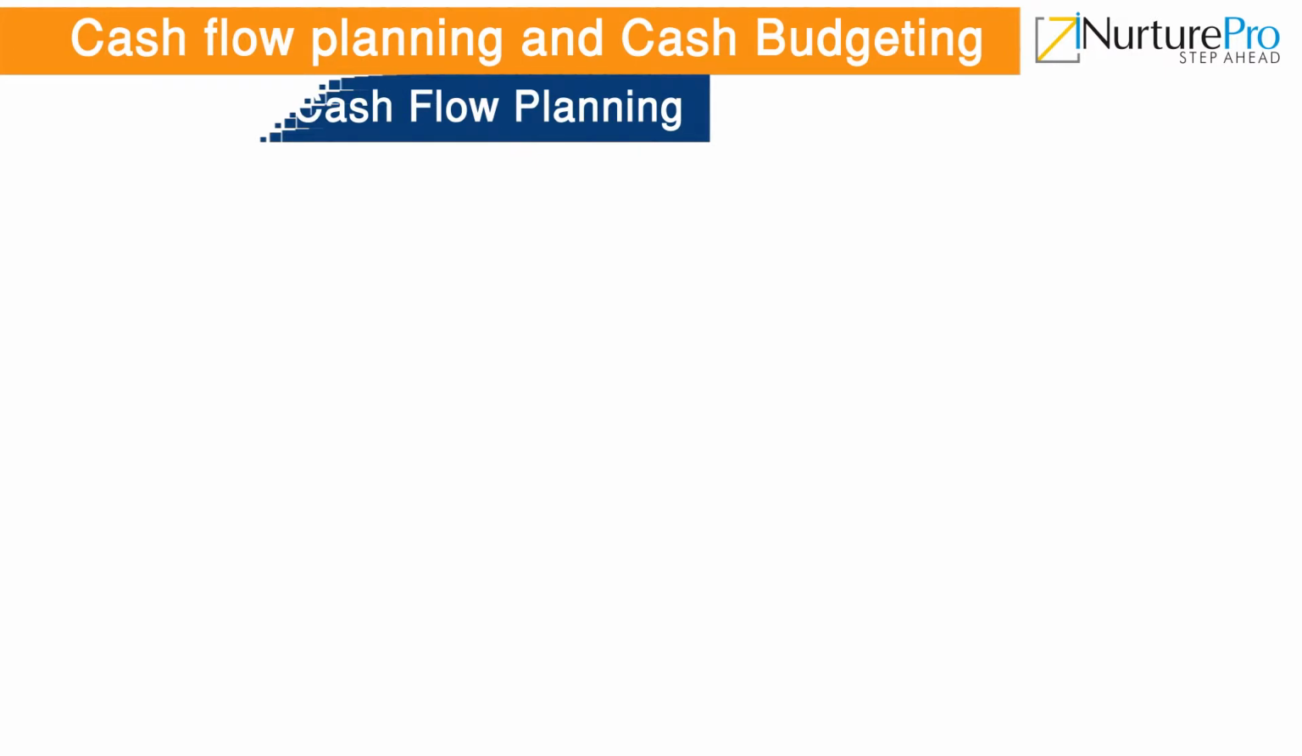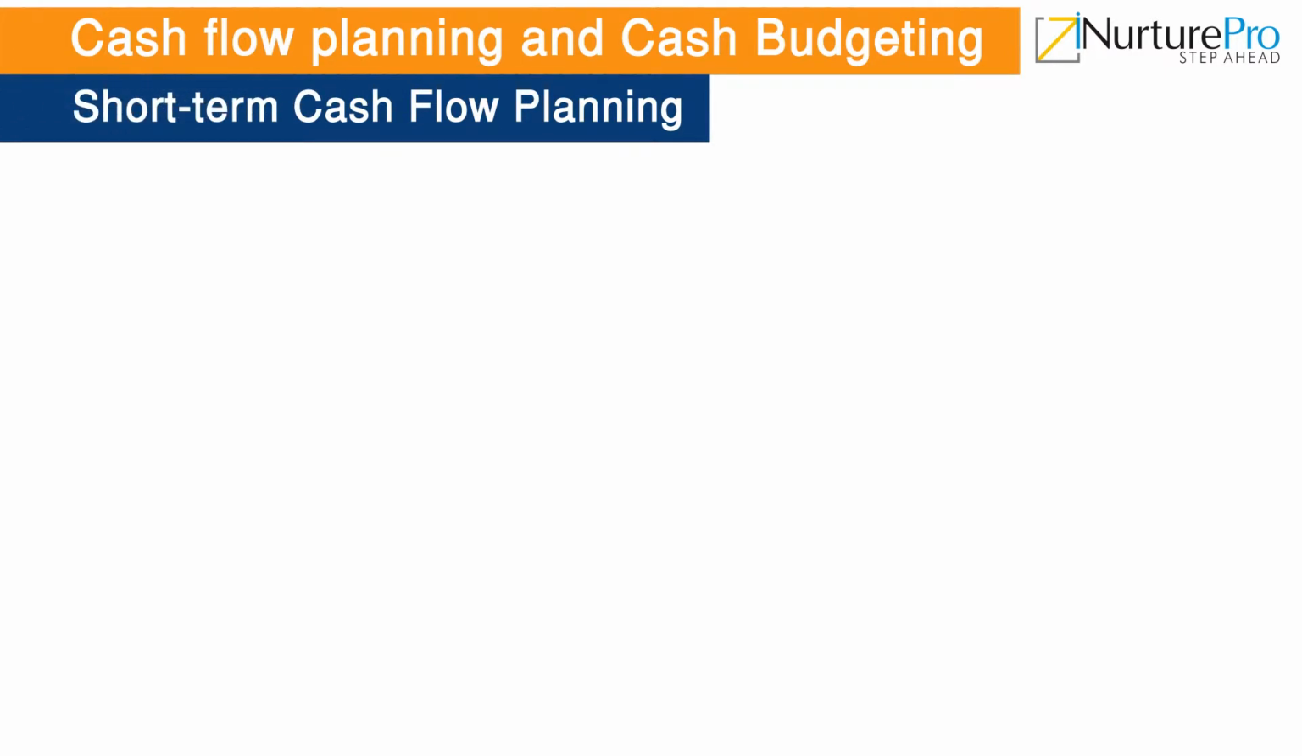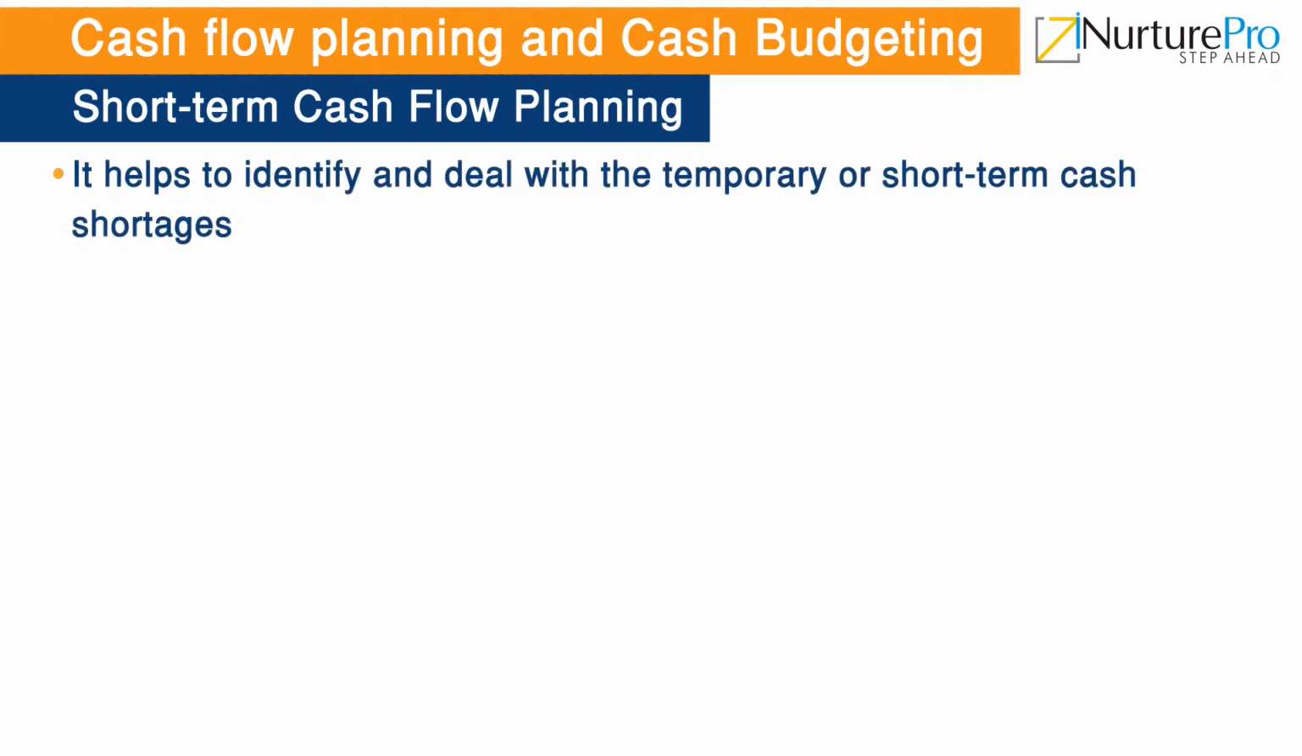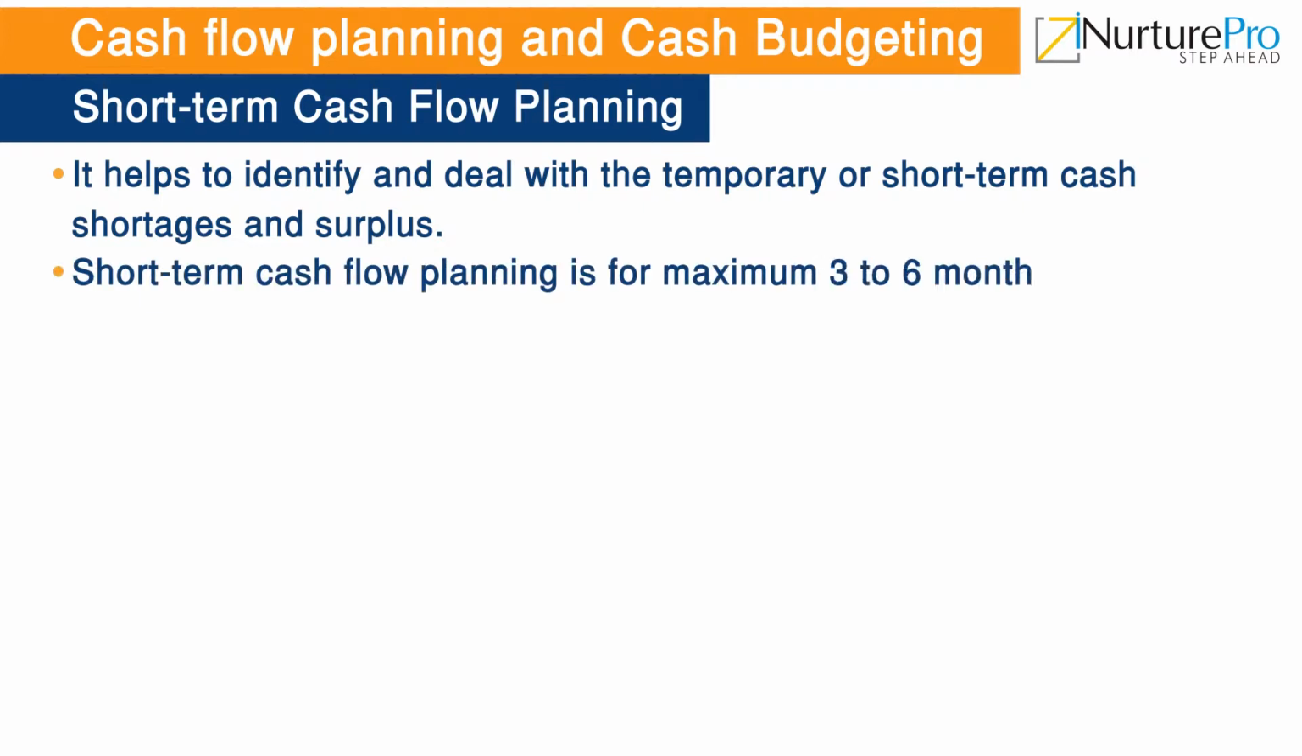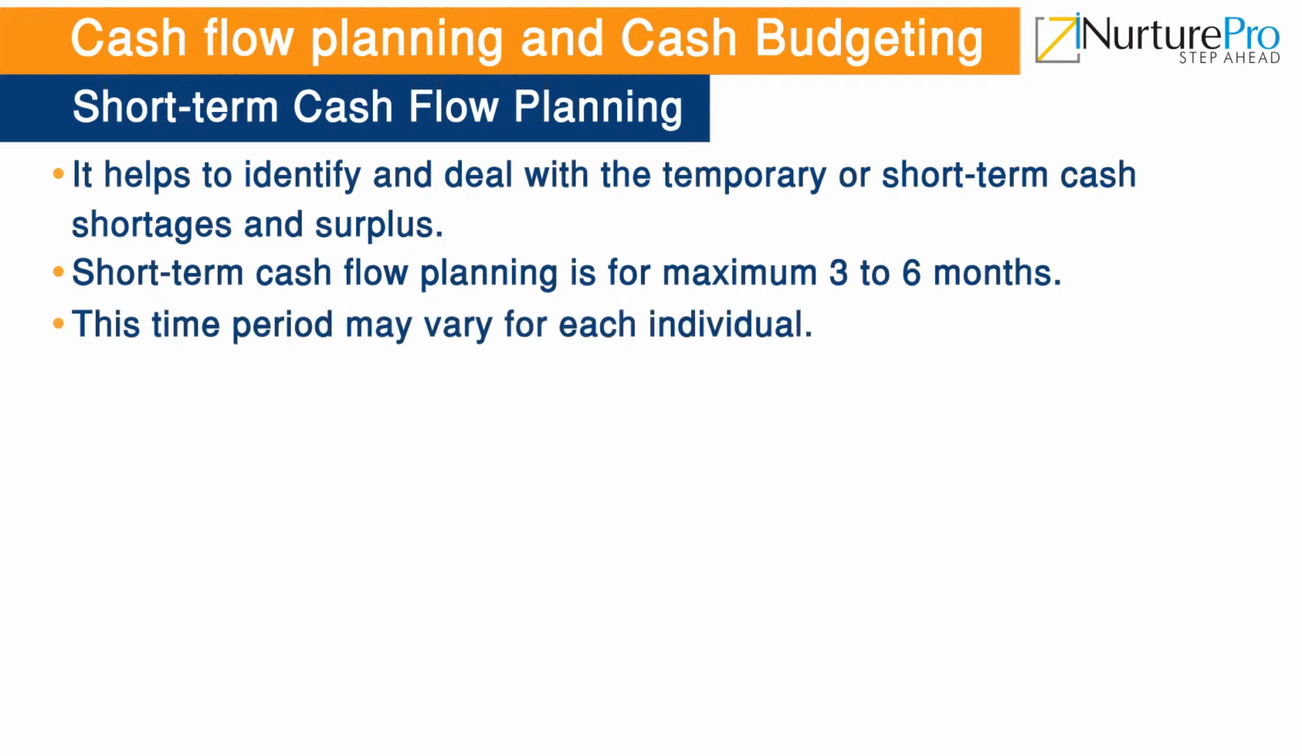Short-term cash planning is one of the most important components of financial planning. It helps to identify and deal with the temporary or short-term cash shortages or surplus. It includes cash inflow and cash outflow for a short duration. Such cash flow planning is for a maximum of 3 to 6 months, though this time period may vary for each individual. Let's take an example to understand this term better.